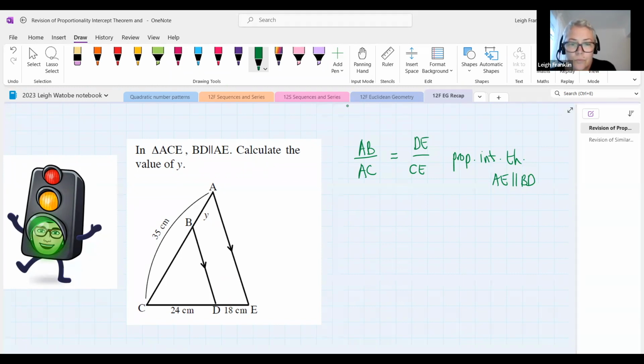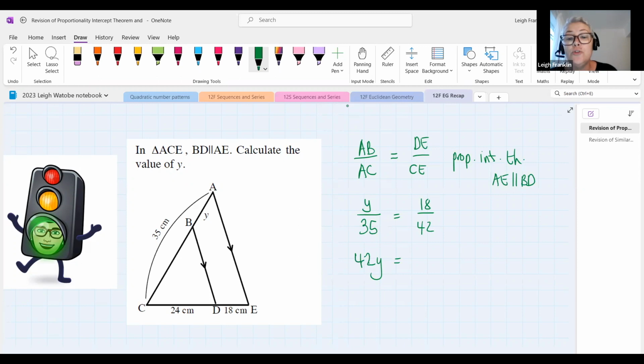For the substitution, for AB, I said Y. Good, over 35. Lovely. And for DE, I said 18. For CE, I added up the 24 and the 18. Good, well done. That's perfect. Absolutely, 42. Marvelous. Then you multiply the 42 by Y and then divide with that 18 times 35. Absolutely. That's another way of doing it.